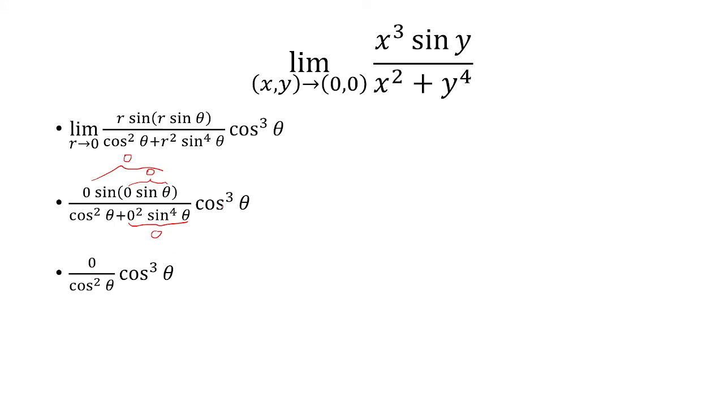And then we're going to multiply that by cosine cubed. And really at this step you can say, okay, this is just going to be equal to 0, because 0 times anything is 0. But I just went ahead and simplified it just for fun. Cosine cubed over cosine squared becomes cosine, and then 0 times cosine is 0. And so our final answer is going to be 0.